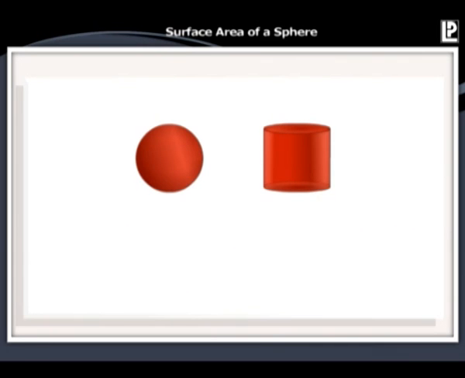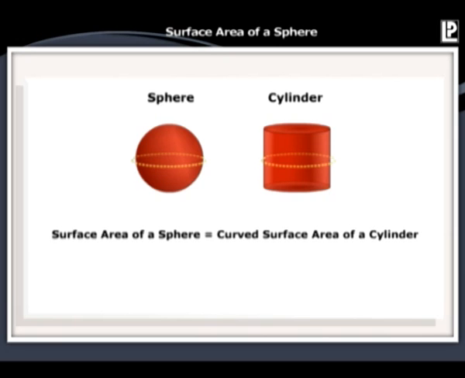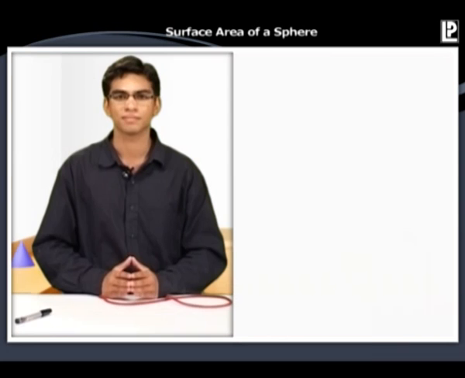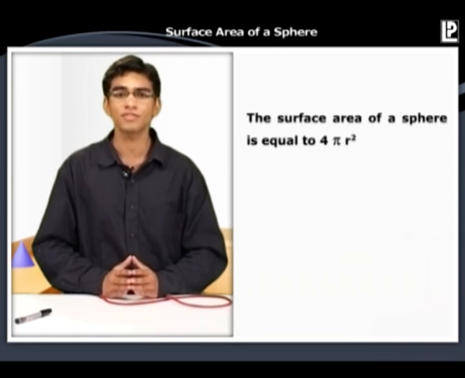Archimedes, the great mathematician, found out that the surface area of a sphere is the same as the curved surface area of a cylinder, provided that they have the same diameter and that the height of the cylinder is the same as its diameter. Therefore, the surface area of a sphere is equal to 4 pi r square.